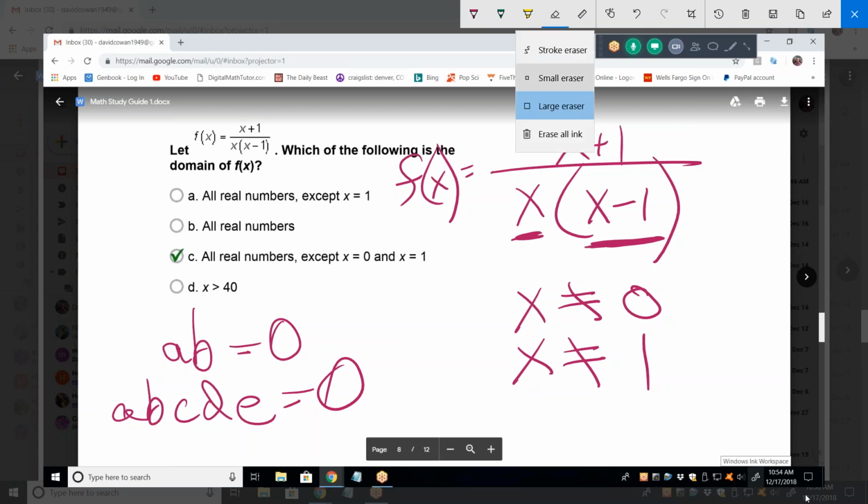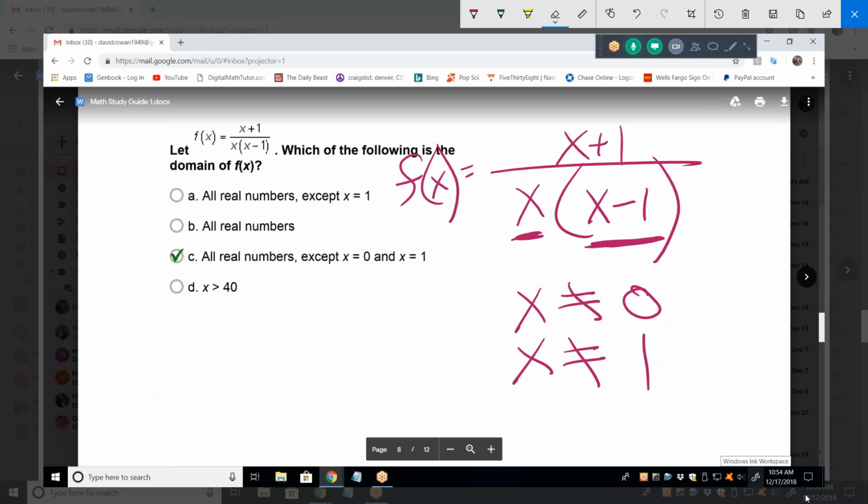Once you have it as a product of two things, then you can set each thing equal to 0 and solve it. So we know for sure that x cannot be 0 and x cannot be 1. But it can be anything else. It's okay if the numerator is 0. So x could be minus 1. That's fine. The only restriction at all on this whole function is you cannot divide by 0.